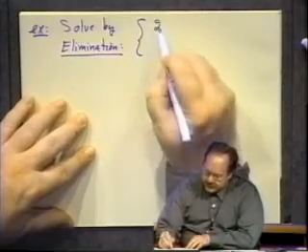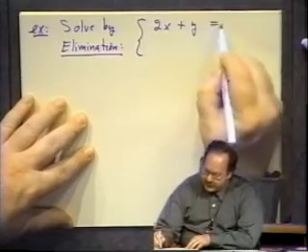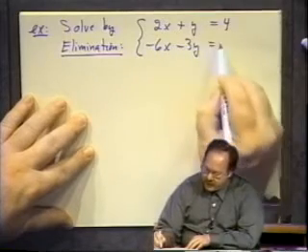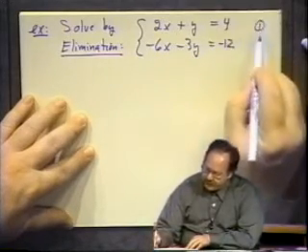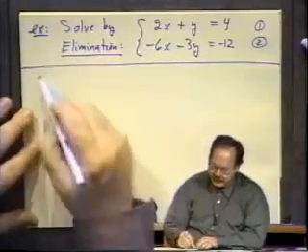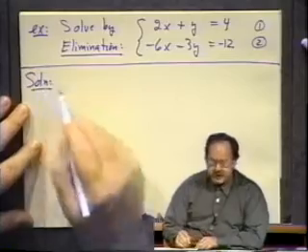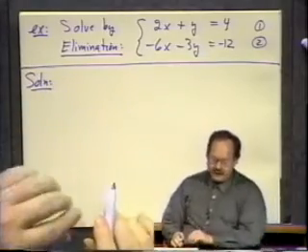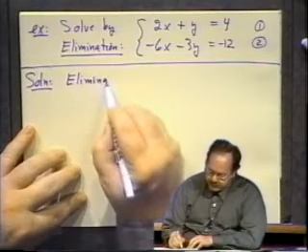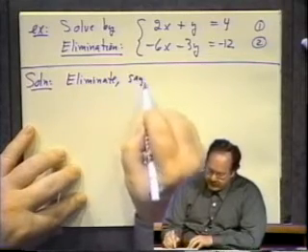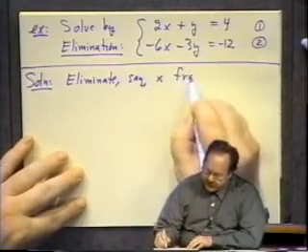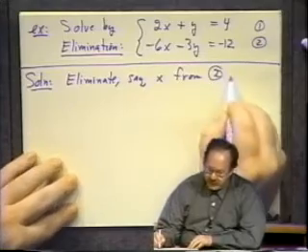Here's the system: 2x plus y equals 4 and minus 6x minus 3y equals minus 12. Equation 1, equation 2. Okay, everything's lined up neatly. Solution: let me just proceed forward in the way that I have been. Let us choose to eliminate, say, I always put "say" in there because it could be either variable, let's say x from 2, as we did before.